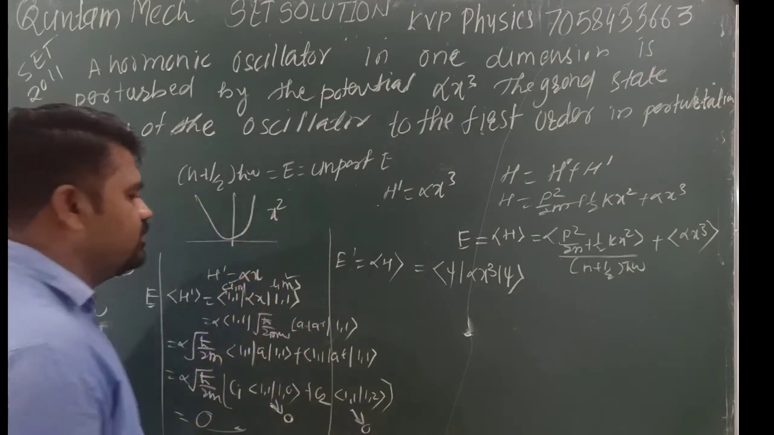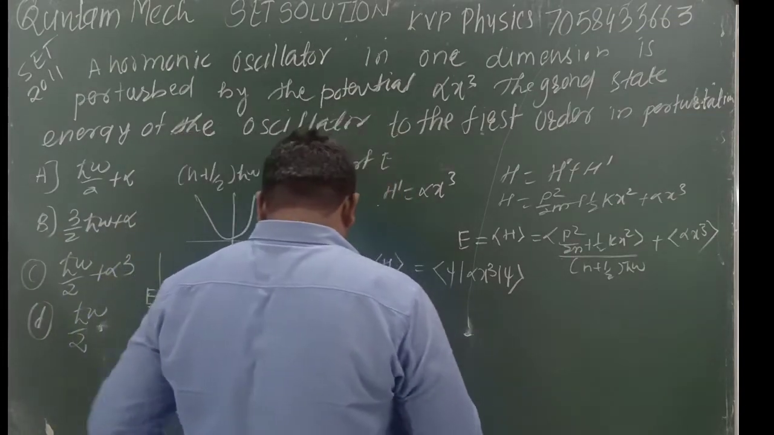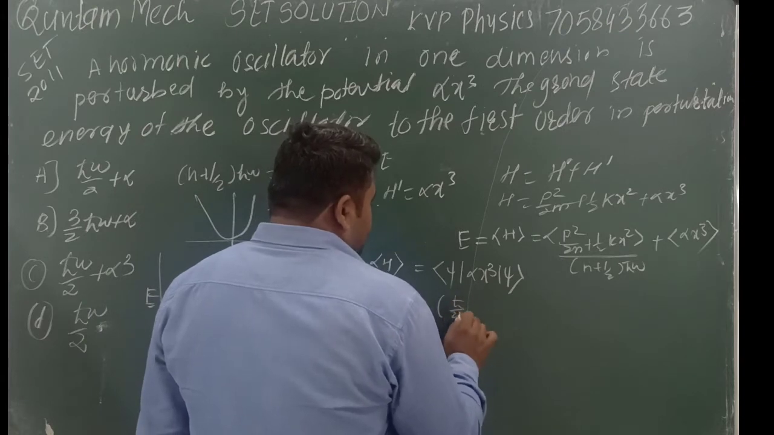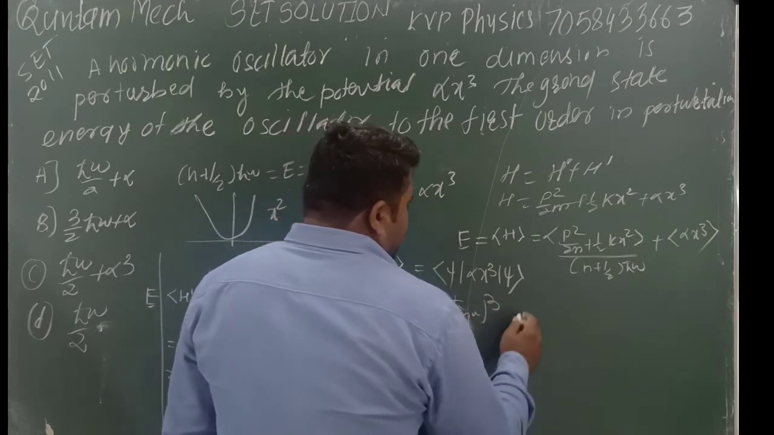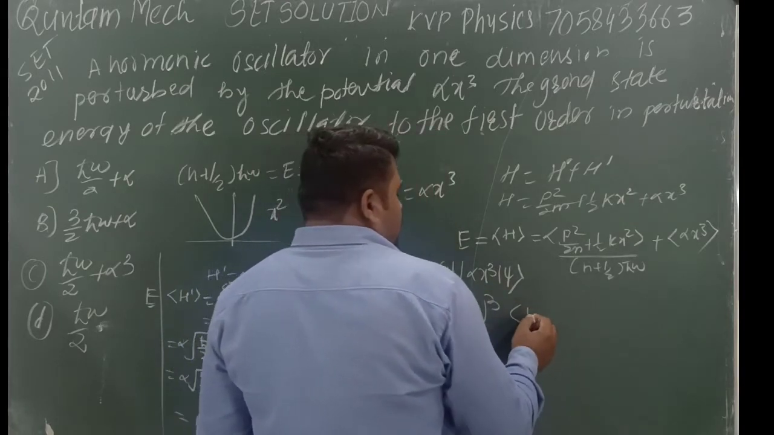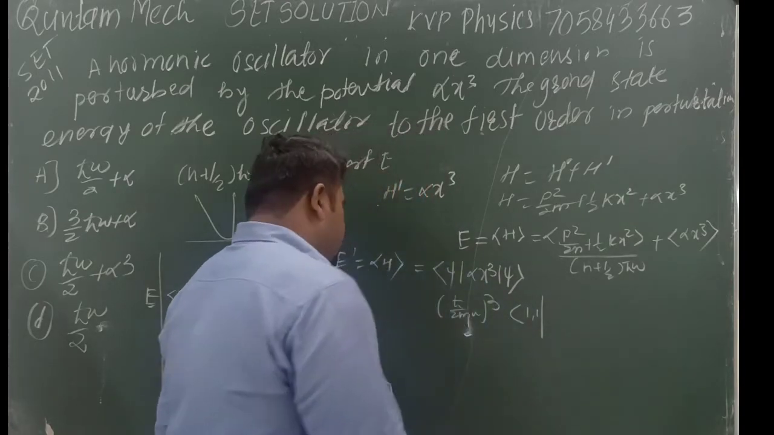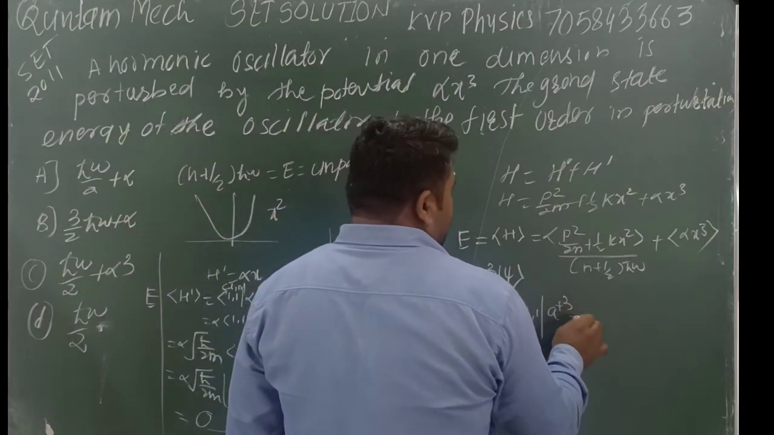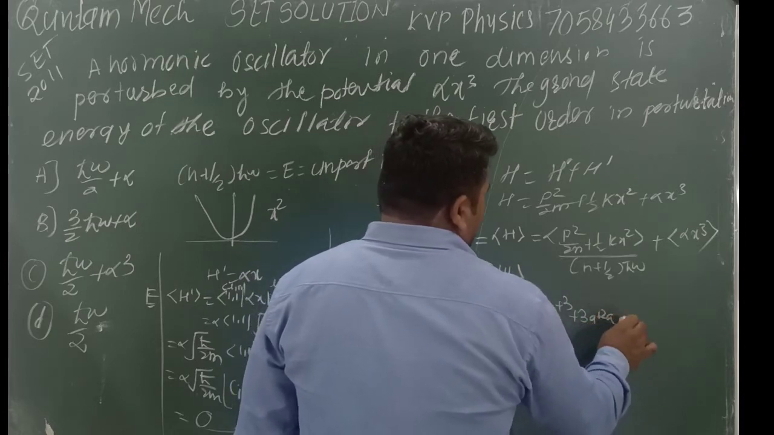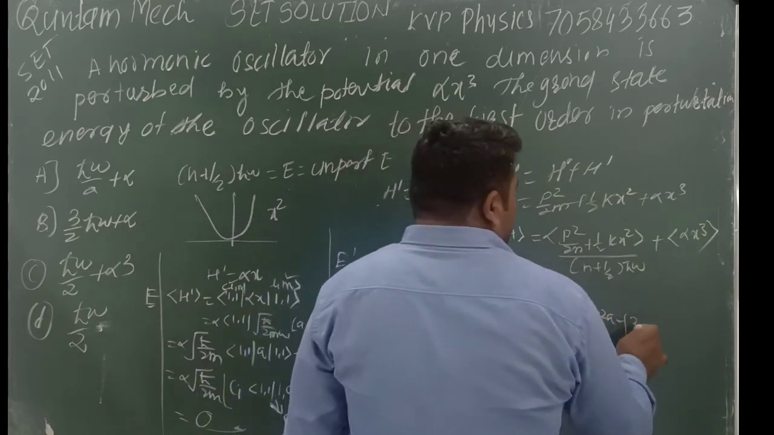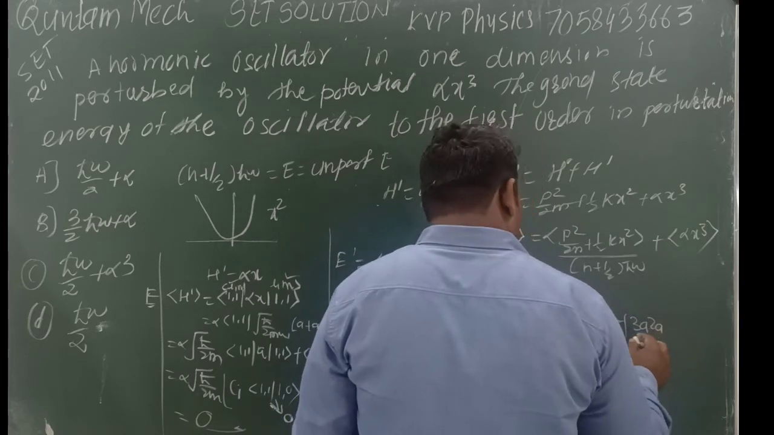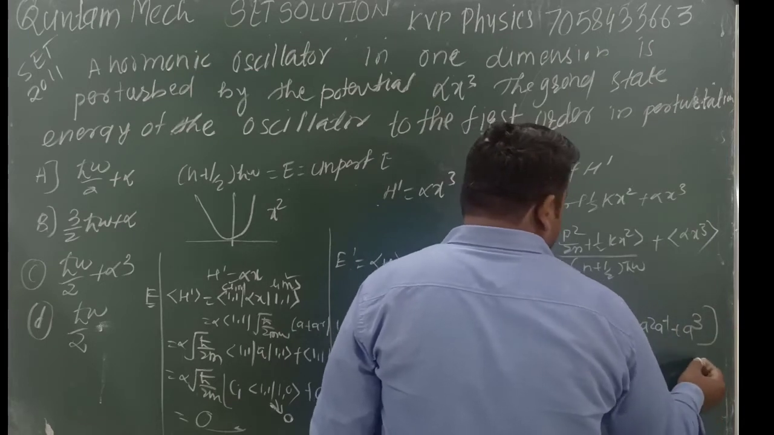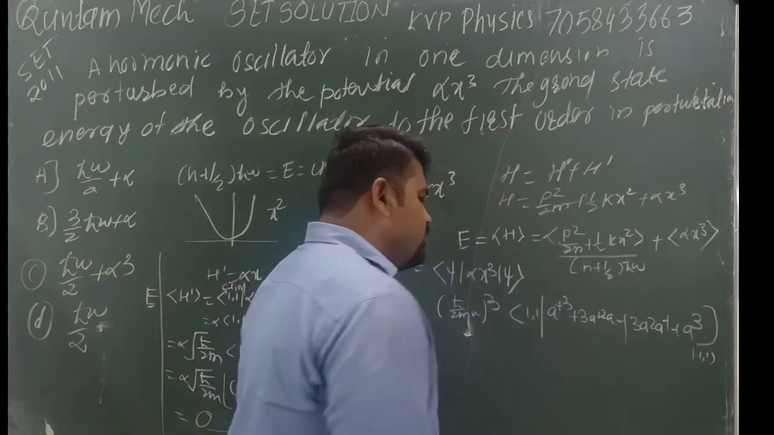Similarly, alpha x cube. x is equal to, we know that, we can take the bracket as h cross upon 2m omega, bracket to the power 3. Again we can take 1 comma 1, and we know that (a plus a dagger) bracket cubed becomes a cube or a dagger cube plus 3 a dagger square a plus 3 a square a dagger plus a to the power 3. This operates on 1 comma 1.